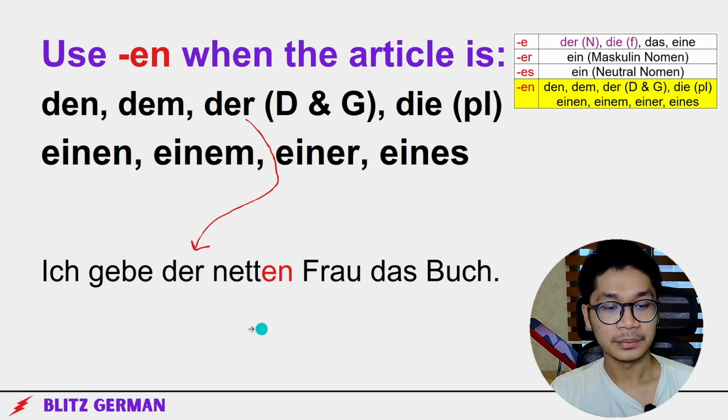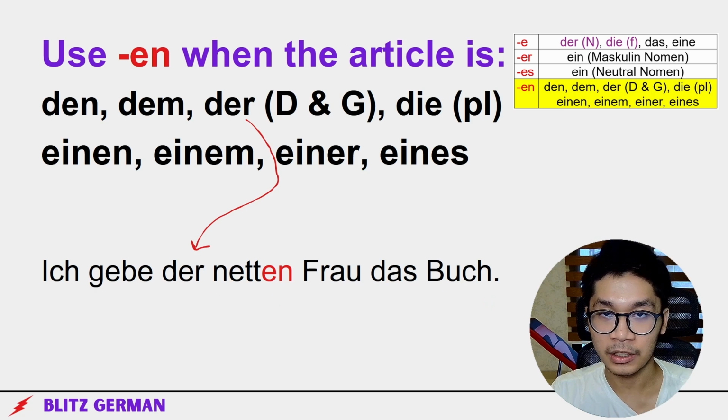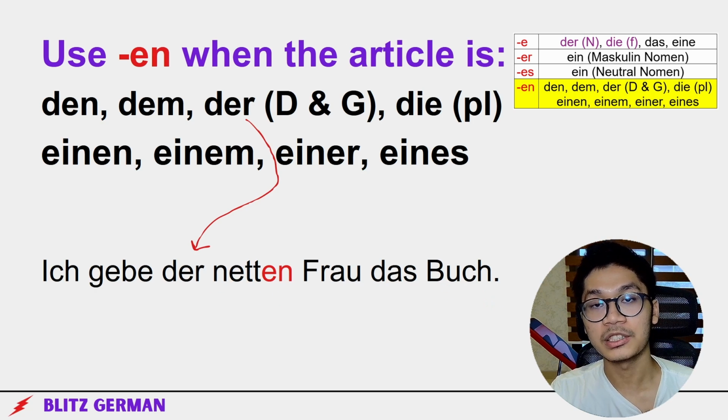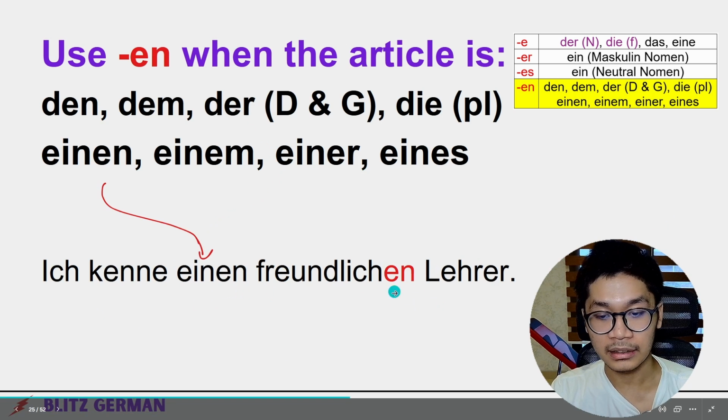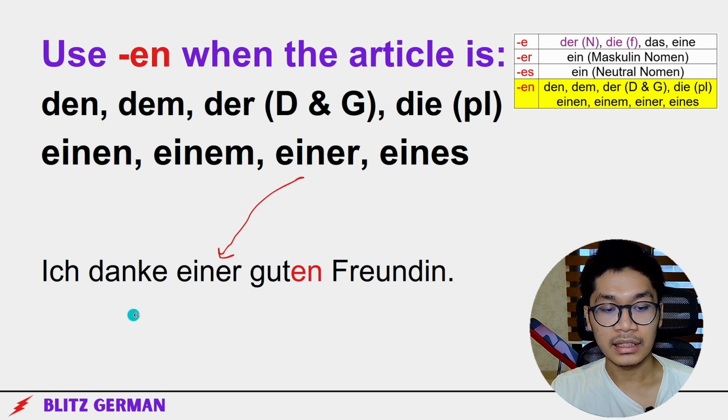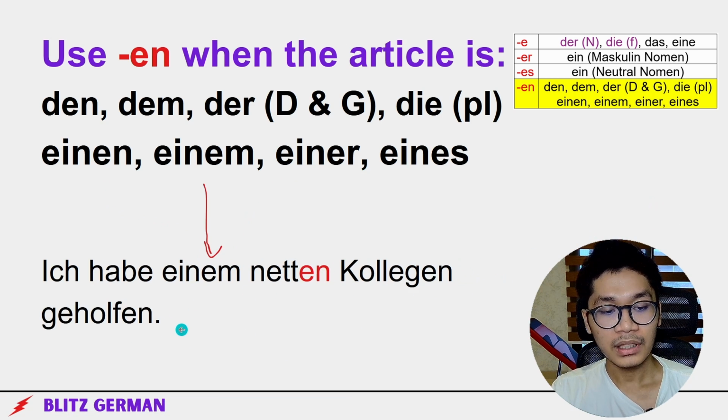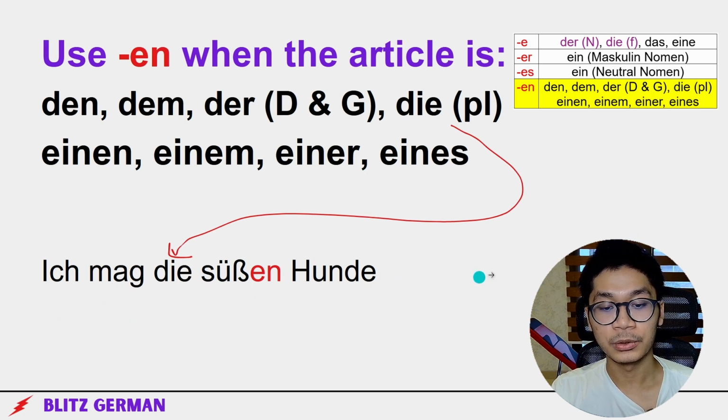Zum Beispiel, ich gebe der netten Frau das Buch. Here, you cannot use en, but you have to think. I'll teach you the framework later. Ich kenne einen freundlichen Lehrer. Ich danke einer guten Freundin. Ich habe einem netten Kollegen geholfen. Ich mag die süßen Hunde.